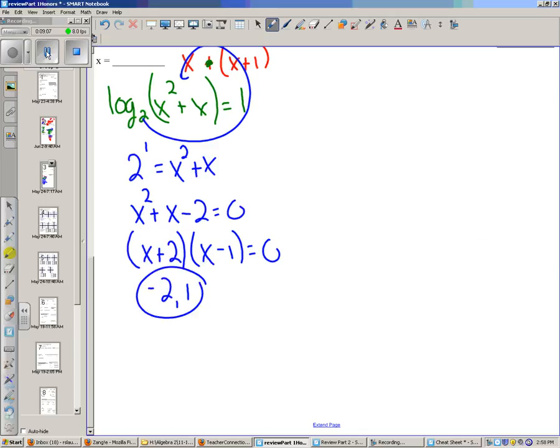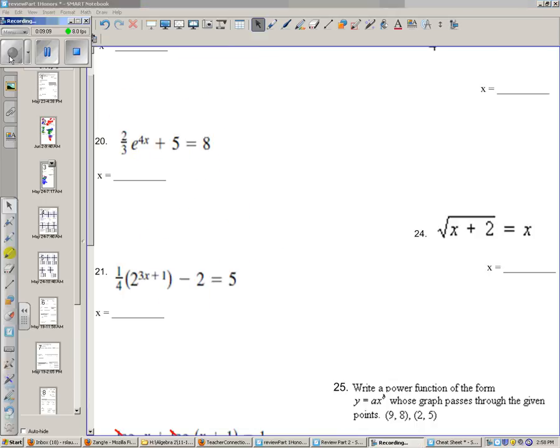Let's take a look at number 20. Again, I need to loop it. It is an exponent problem, so I'll loop it into a log. But first, I got to have just the base and the exponent. So I got to move the 5 and the 2/3. First, I'm going to move the 5, which turns 8 into 3.